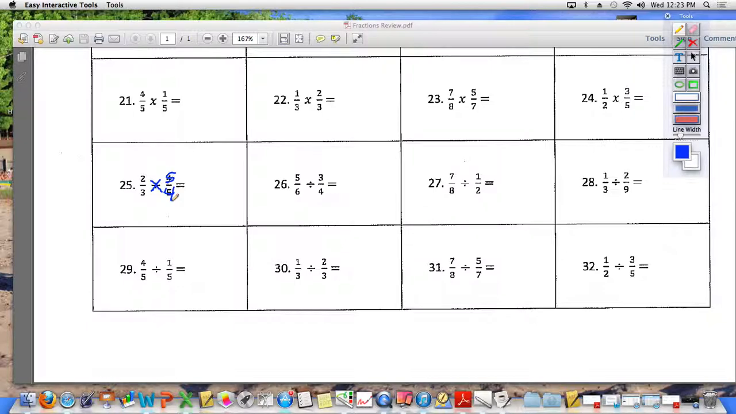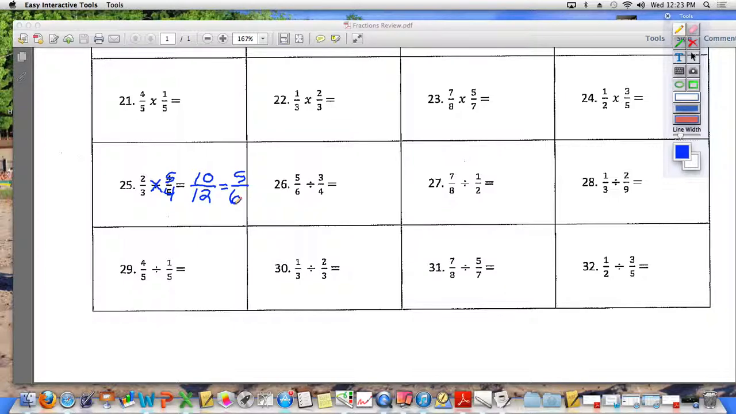So what you really have here is 2 times 5. Now we're multiplying again, just like we did above. 2 times 5 is 10. On the bottom we have 3 times 4, which is 12. Always check to make sure that your fraction can or can't be reduced. 10 over 12, I believe, reduces to 5/6. So 10/12 is 5/6.